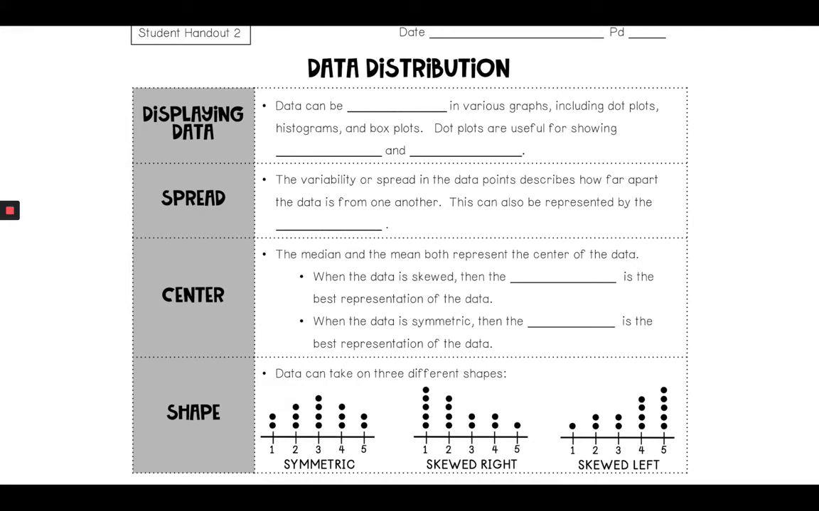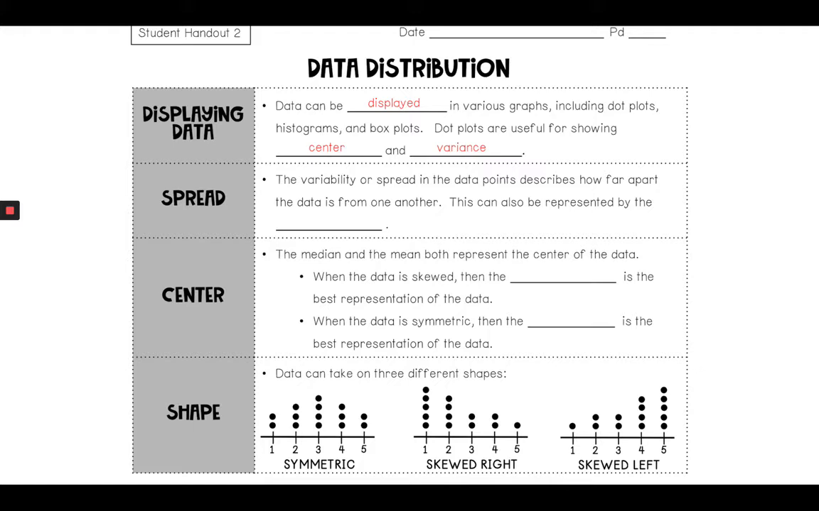Welcome back. Today we're going to go over 10.2, data distribution. When we're looking at this one, we have some vocab words to figure out a couple of things. So, displaying data, data or data, whatever you want to call it. Data can be displayed or viewed in various graphs, including dot plots, histograms, or box plots.